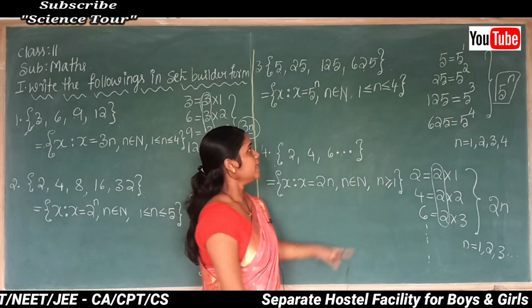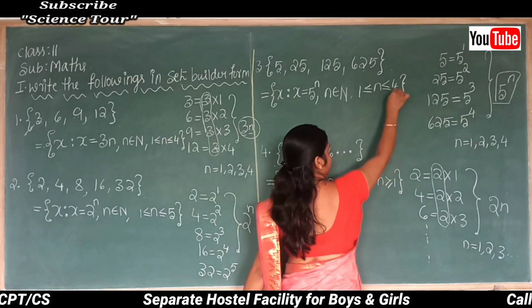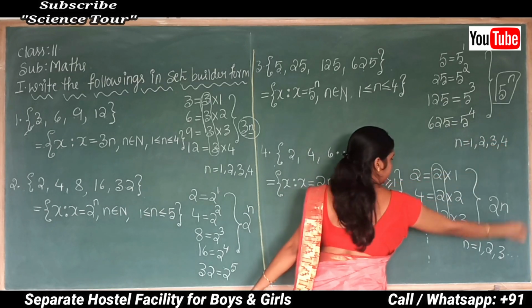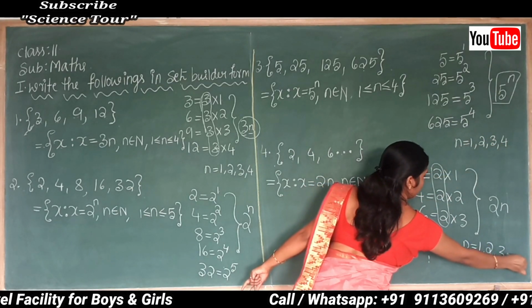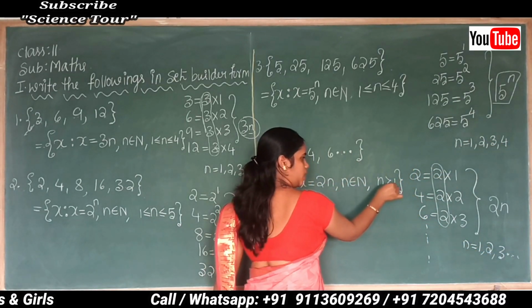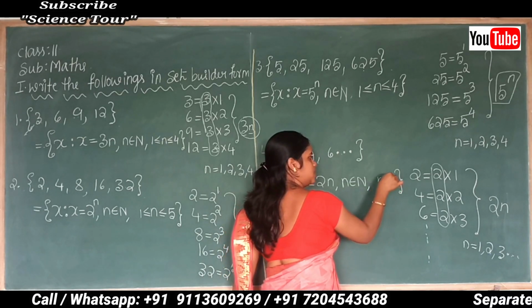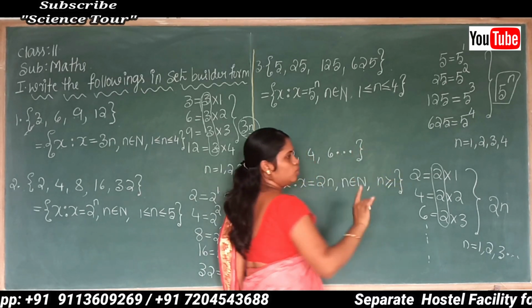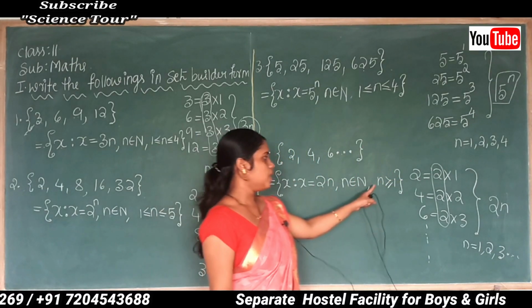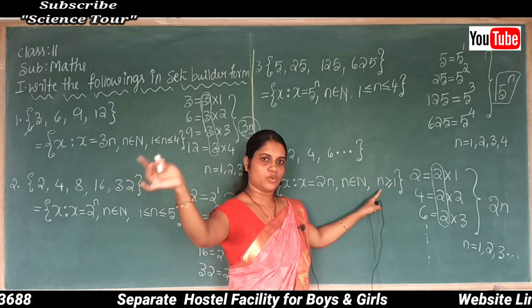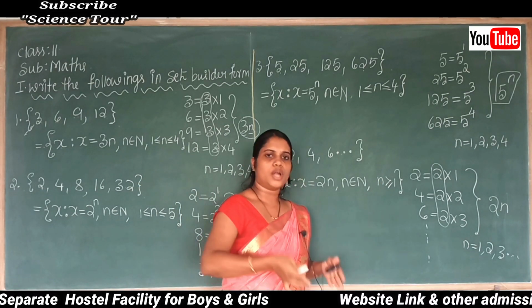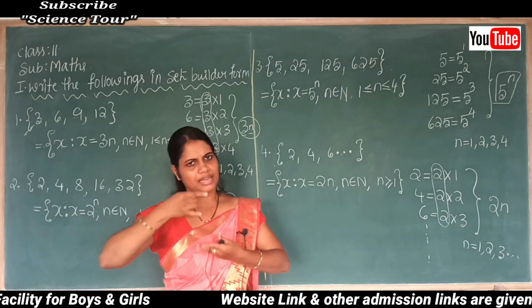Okay. Here I can write, what is the last number? 4. But here, do you have a last number? No, isn't it? So therefore what will I do here? I will write that the value of n is greater than or equal to 1. It is starting from 1, 2, 3, 4, 5, and it will continue like that.